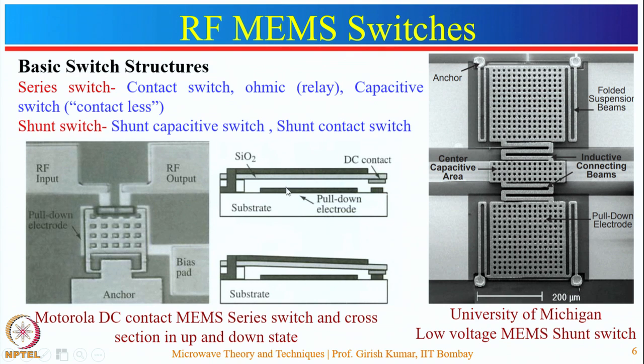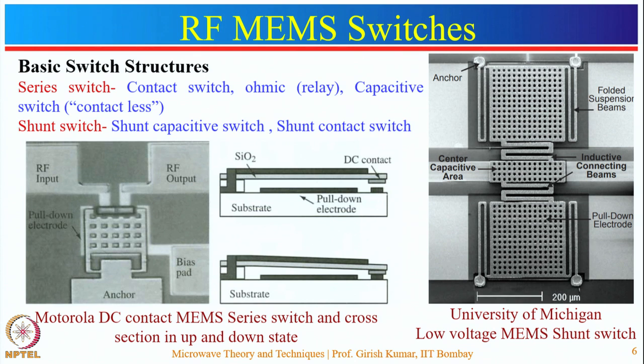When the bias voltage is increased further, greater than the threshold voltage, the tensile force will not be able to balance the electrostatic force created due to the bias voltage. So, it will fall down to the pull down electrode. Now, if you see in this case, in the unactuated state, there is no current path. So, it provides a high impedance state.